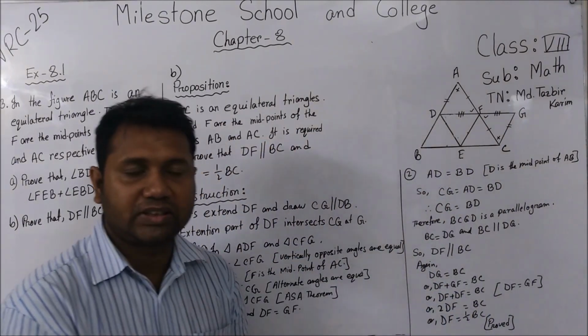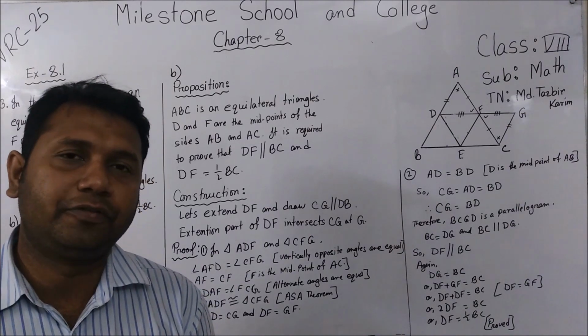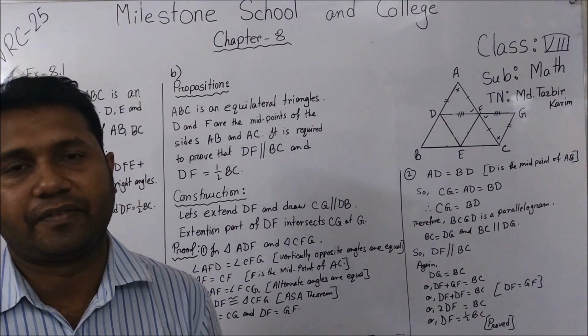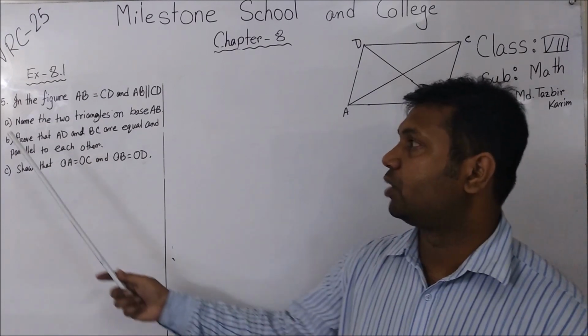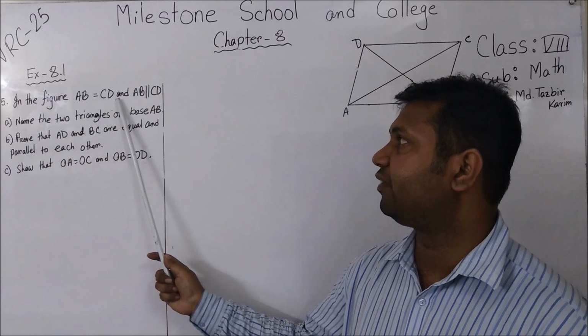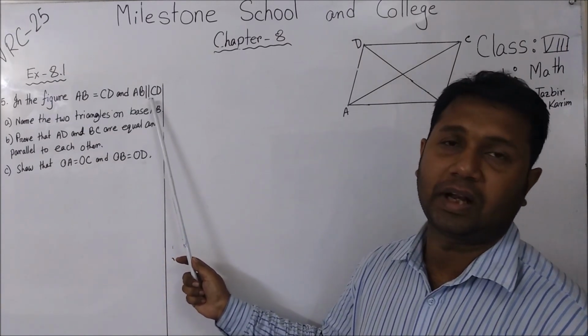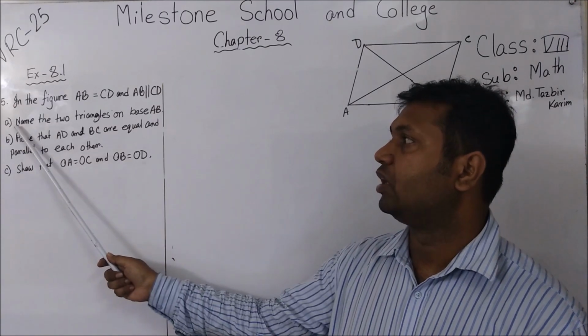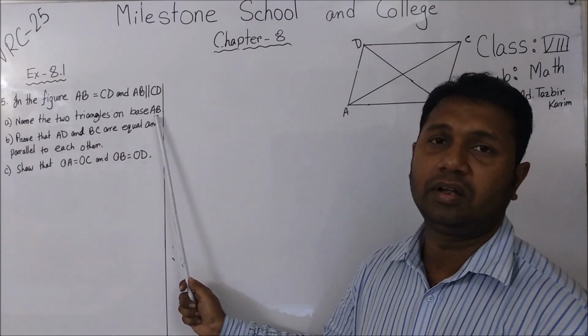So I think you understand how we are going to prove this. Now I am going to prove the next geometry question of today's class, question number 15. Here is question number 15. You can see in the figure that AB and CD are equal and AB is parallel to CD. Name the two triangles on base AB.